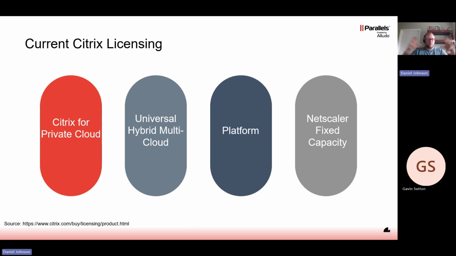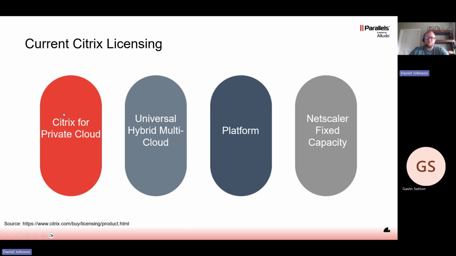So the platform license is for the big, monstrous multinational companies, sort of 10,000 users plus, which obviously, as a partner, we'd love to have loads of these on our books, but let's face it, they're few and far between in terms of the company profile to fit that licensing method.